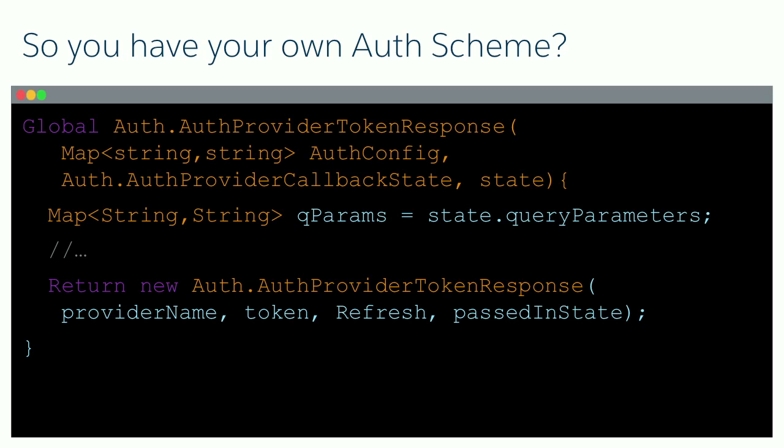You can start using that, and you can do whatever you need in terms of other callouts, other things that you might need to do. But at the end, you have to return an object of auth provider token response. And that always requires a provider name, a token, a refresh token if you've got it, and a passed-in state. And that passed-in state is used with the refresh flow to grab a refresh token if needed.